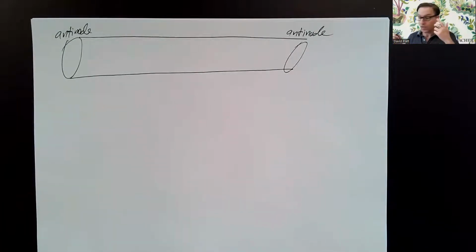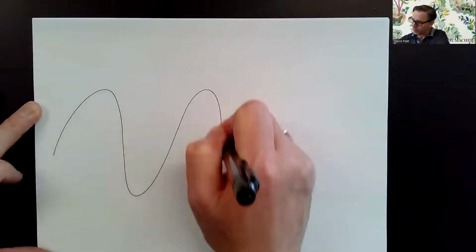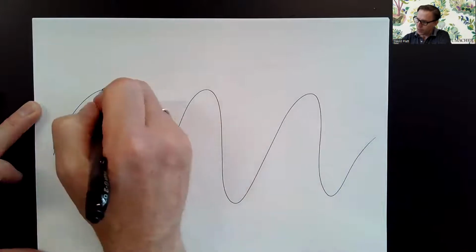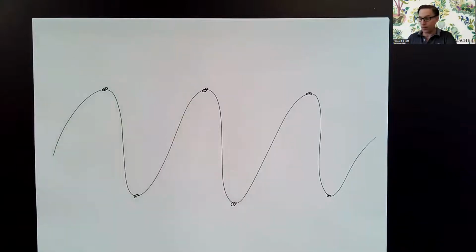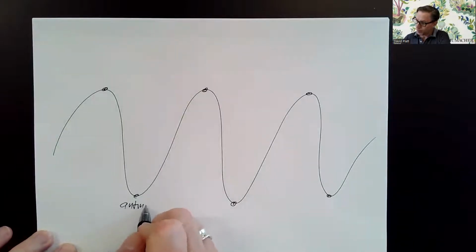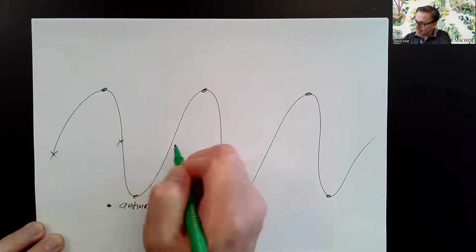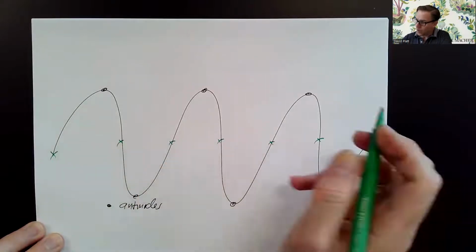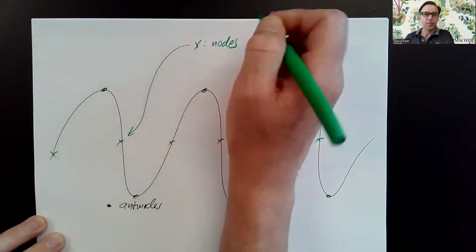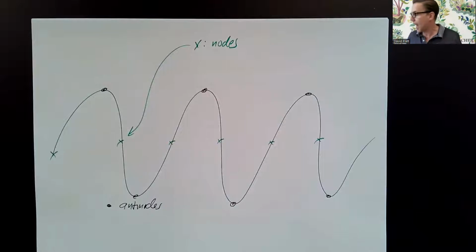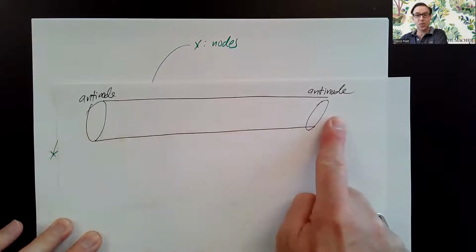And so a way of drawing that, let's remember, if I have a wave that looks like this, these places where I'm putting dots would be antinodes, where I have the dots. And these places where I'm putting X's are nodes. X represents nodes. And so let's look at what it would mean if I have to go from an antinode to another antinode.